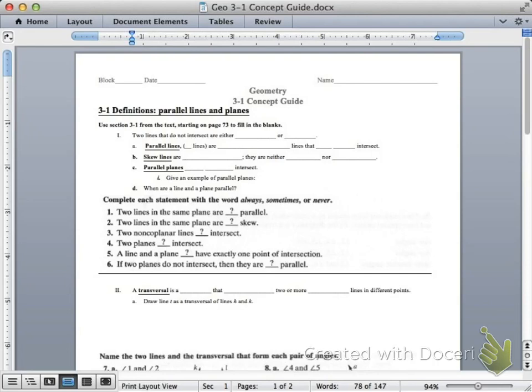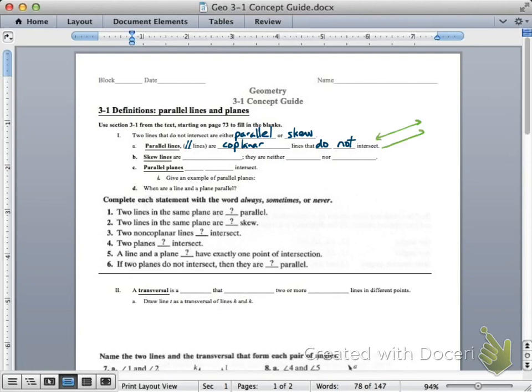Let's jump right in here. All right, some definitions that have to do with parallel lines and planes. Two lines that do not intersect are either parallel or skew. Skew may be a new word for you. Parallel lines, the symbol for it's kind of like a slanted 11 there. These are coplanar lines that do not intersect. That's the definition of parallel lines.